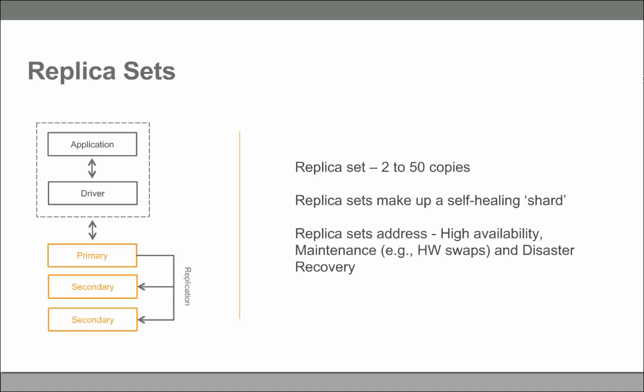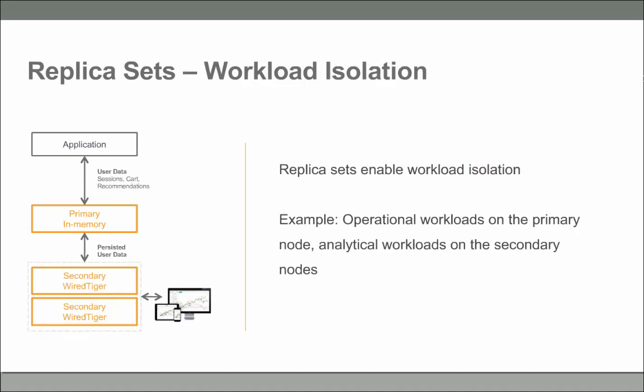Based on that, one of the patterns you could use is that your application talks to a primary which is using only the newly released in-memory storage engine, but it has two other secondaries which are using the WiredTiger storage engine. The primary is not writing any data to the disks, but the secondaries using WiredTiger are persisting the data to the drives. So in case your primary crashes, you still don't lose any data.